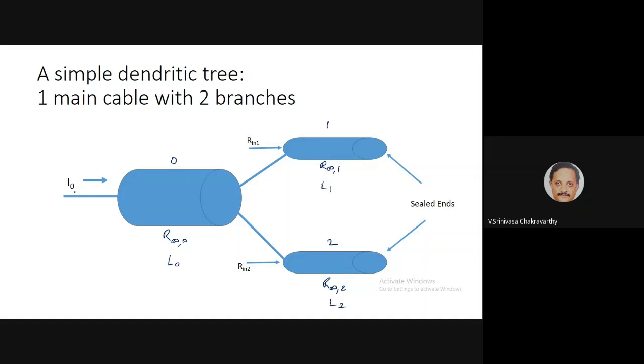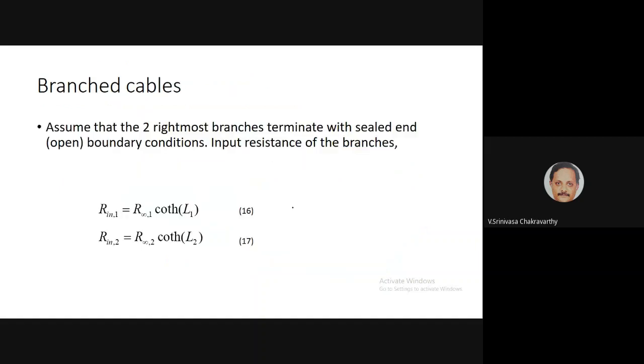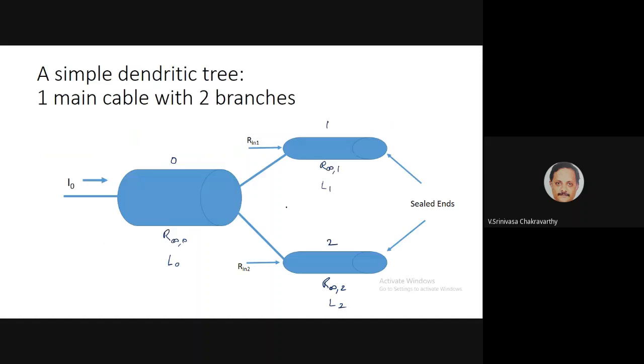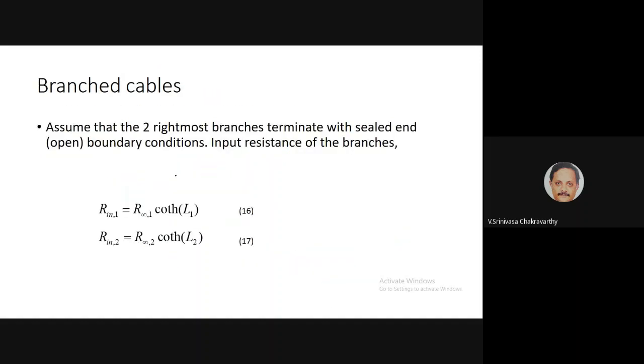So now I inject some current into the main cable, into the mouth of the main cable. Call it I0. Now I need to find out the voltage distribution over the entire system. So let us start with the computation of input resistances. Let us calculate all the input resistances, and then we'll calculate the voltage distribution. We'll see in a moment why it is necessary.